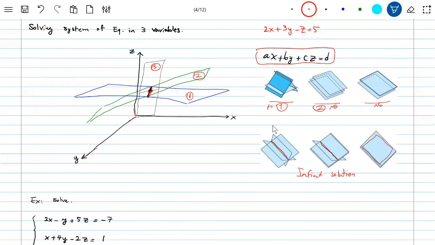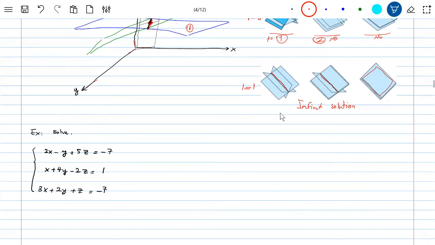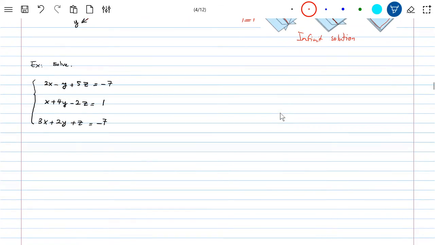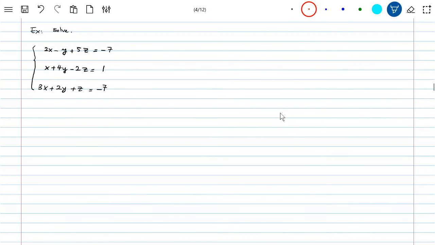It's not that you need to draw it. When you go through the process, at some point for these cases you'll end up with something like 1 equals 0, a false statement. In this case, you'll end up with 1 equals 1, a true statement. So you expect to have infinite solutions or no solution. So how do we solve these equations? This is what we're going to do. We go through the same structure that we did. Okay, I'm going to use the elimination method.